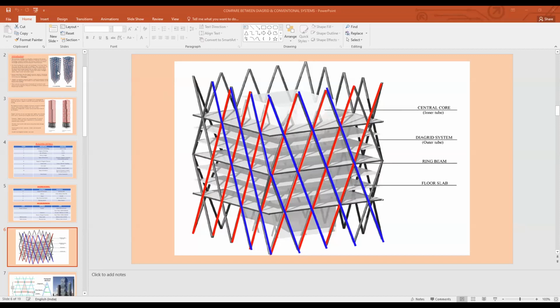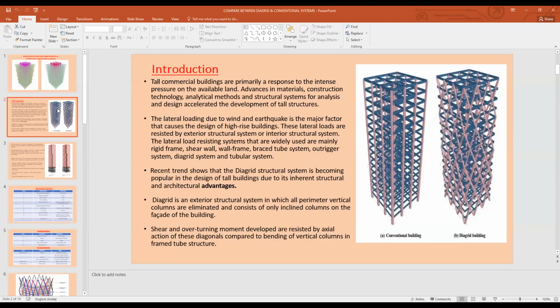Now let me introduce this structure. First, you will see why we need this type of Diagrid structure. You can conclude some of the points written here. Tall commercial buildings are primarily a response to the intense pressure on the land. Advances in material, construction technology, analytical methods, and structure systems for analysis and design accelerated the development of tall structures. So here you can see why we are going to make this tall Diagrid structure.